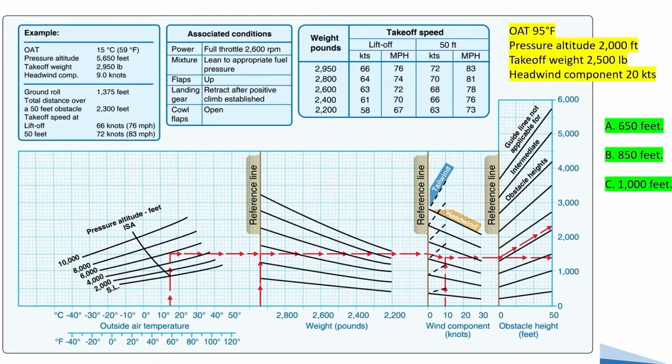You have an outside air temperature of 95 degrees Fahrenheit, a pressure altitude of 2,000 feet, a takeoff weight of 2,500 feet, a headwind component of 20 knots, and we're only looking for the ground roll. We're not looking for clearing a 50-foot obstacle in this example. And your answer potentials are 650 feet, 850 feet, or 1,000 feet.